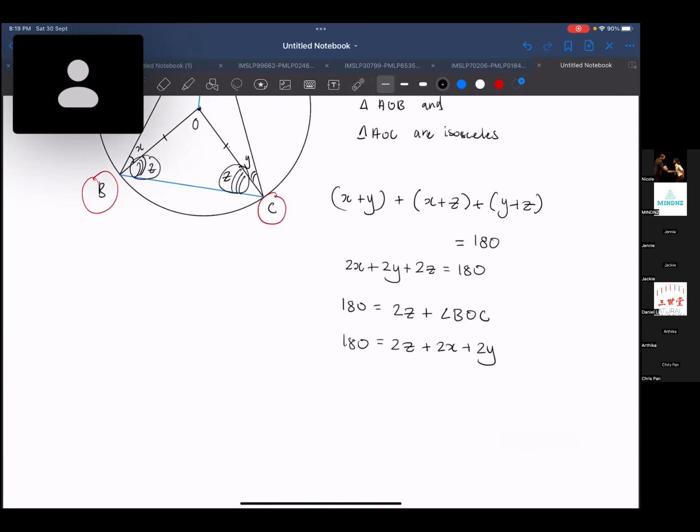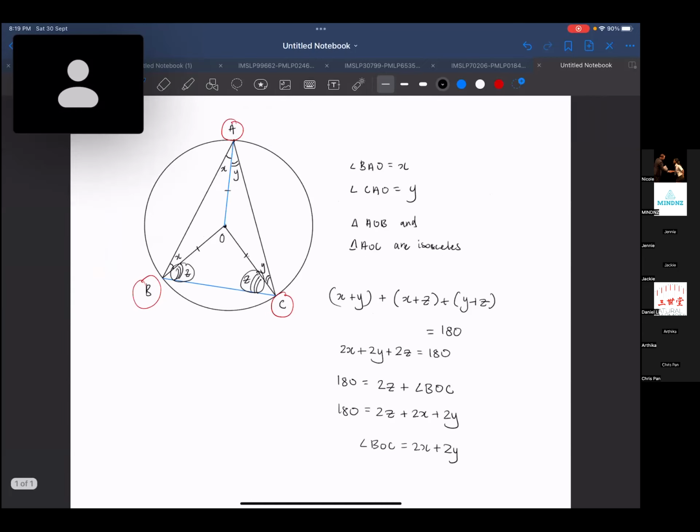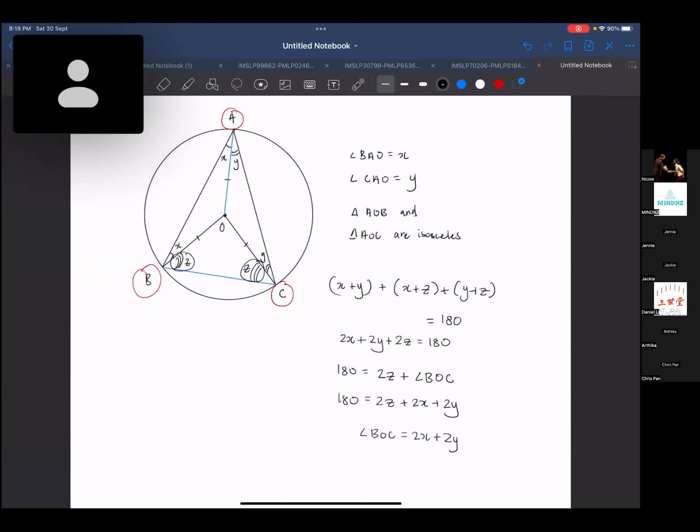Now, what does that mean? That means that BOC equals 2x plus 2y. And now we can compare it to the angle BAC, right? Which is the angle at the circumference. BAC equals x plus y. So therefore, BOC equals 2 times BAC.